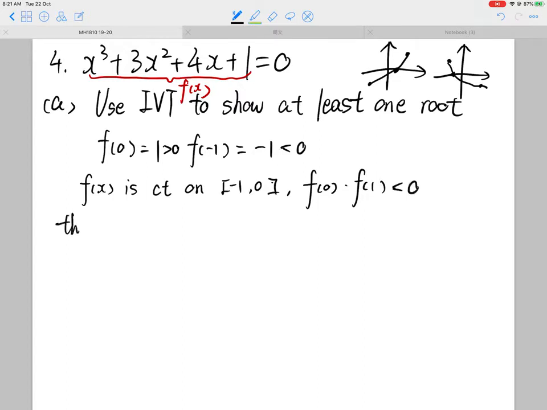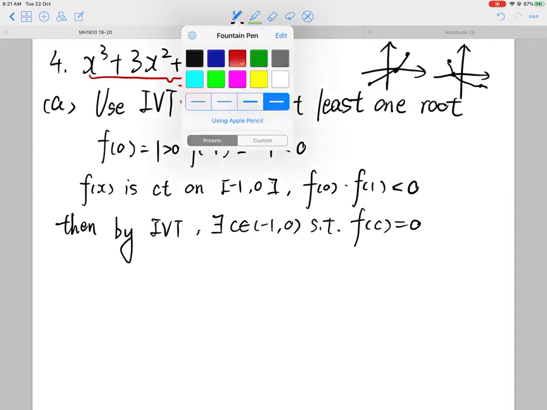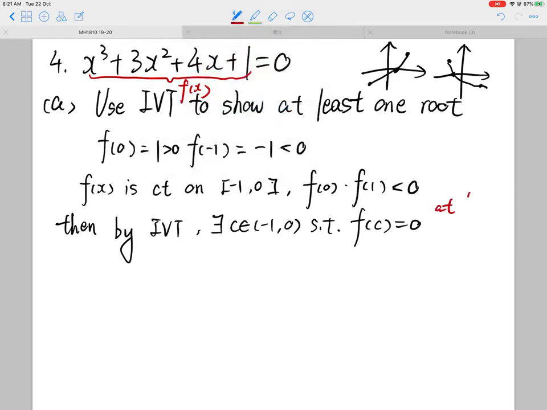Then by the intermediate value theorem, there exists a point c between negative 1 and 0 such that f(c) equals 0, right? This means at least one root.